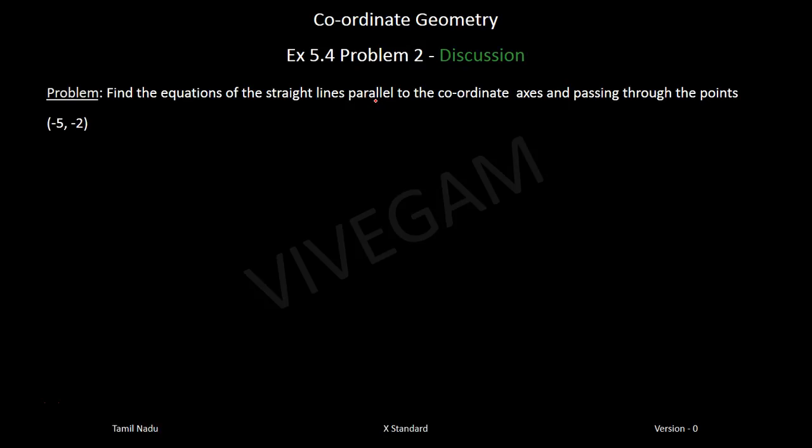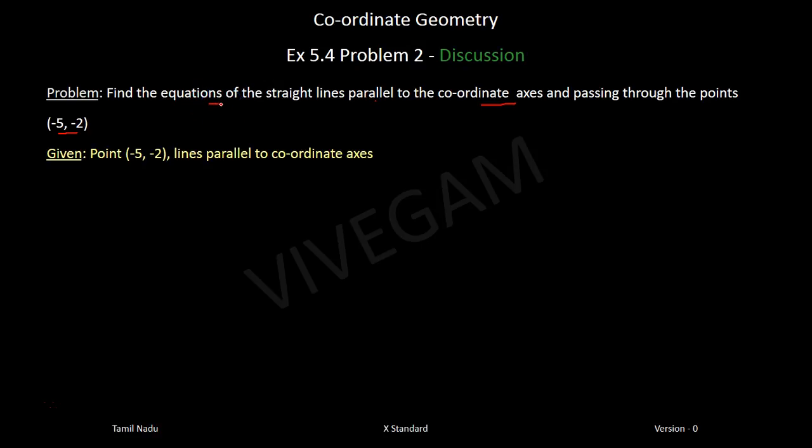These straight lines are parallel to the coordinate axis. What it means is that one straight line is parallel to the x-axis, another straight line parallel to the y-axis. And both of them pass through the point -5, -2. And we are asked to find the equation of that straight line.